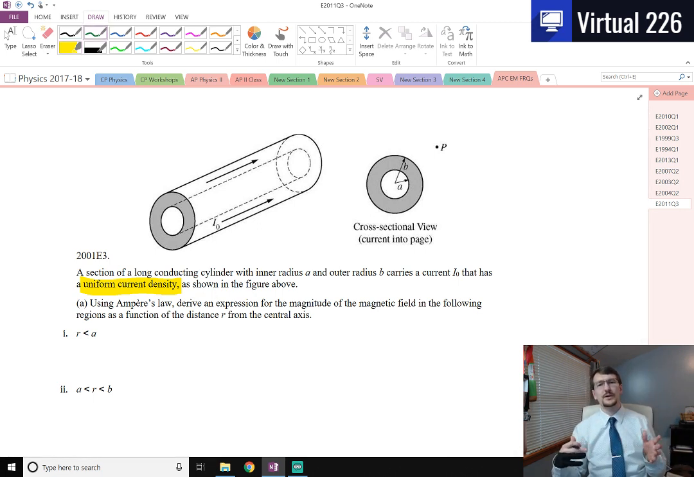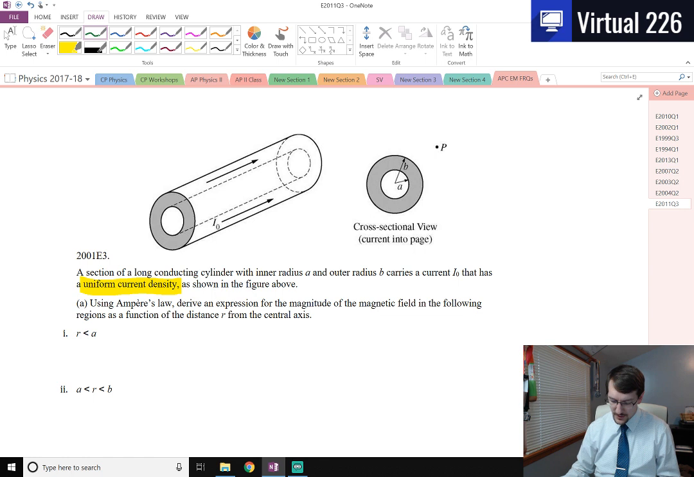Now, we haven't played with a current density yet. We've just always said that the current exists. But there's a current density traveling through this wire. We're going to see it works very similar to how we work out Gauss's law, but we'll see that whenever we get into Ampere's. Okay. Using Ampere's law, derive an expression for the magnitude of the magnetic field in the following regions as a function of the distance r from the central axis.